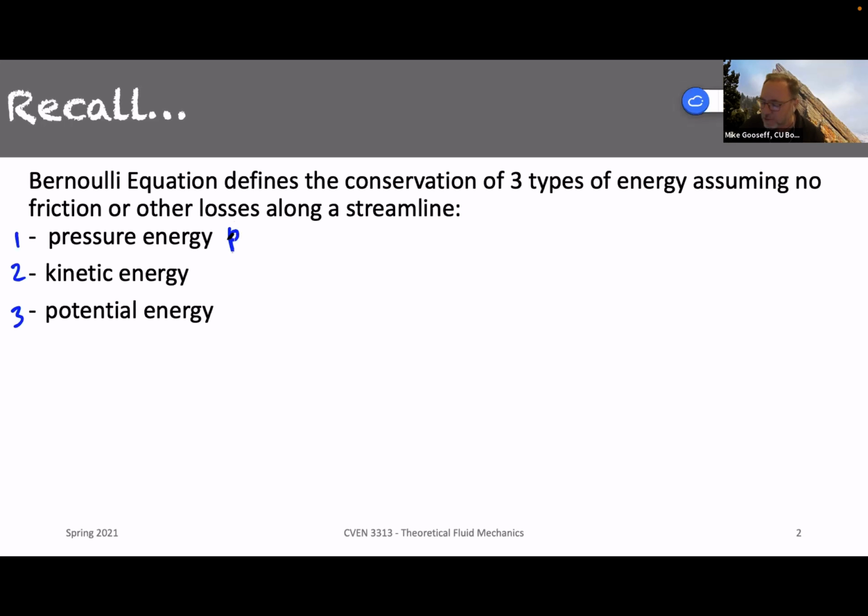Pressure energy, we said, was pressure divided by gamma, the specific weight of our fluid. Kinetic energy was V squared over 2g. And potential energy, we said, was just Z, some elevation above a datum. Now, all of these are presently being expressed as heads, which is to say that they're all lengths, right? So if you had worked out the units or the dimensions for these, they would all come out to be lengths in this case, the way I have them written.